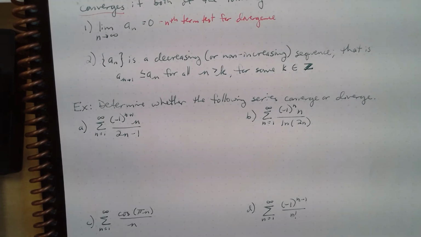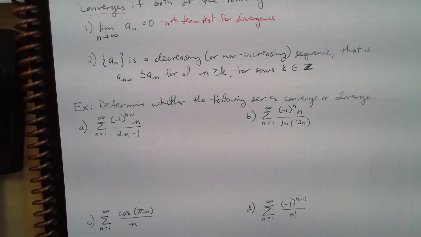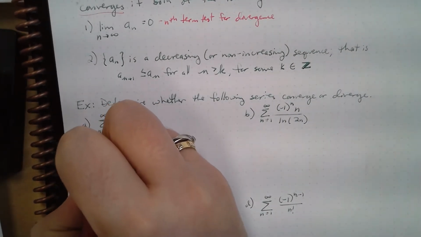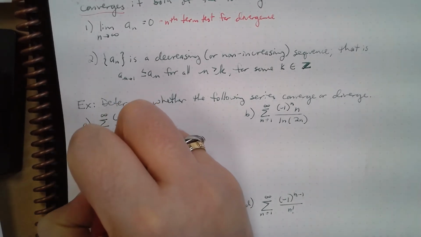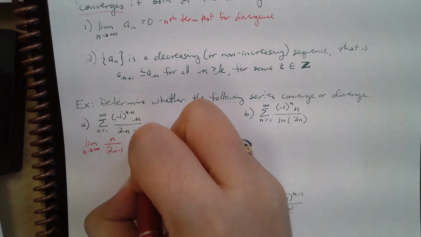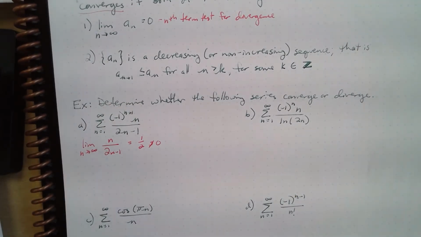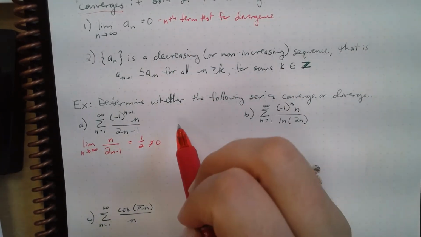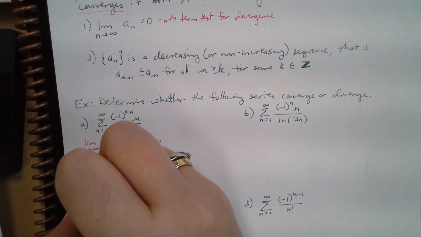We're asked to determine whether the following series converge or diverge. So we have the sum from n equals 1 to infinity of negative 1 to the n plus 1 times n over 2n minus 1, okay? Well, first thing we're going to do is find the limit as n approaches infinity of n over 2n minus 1. Well, what does that equal? That equals 1/2, which does not equal 0. So it must not converge. So it diverges.